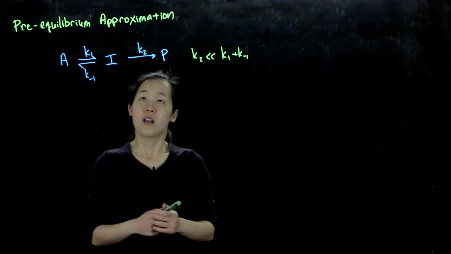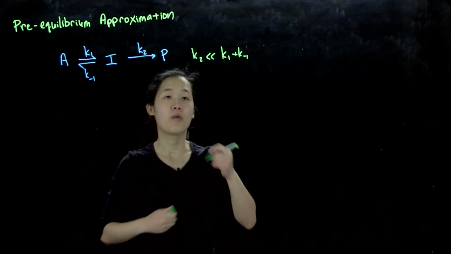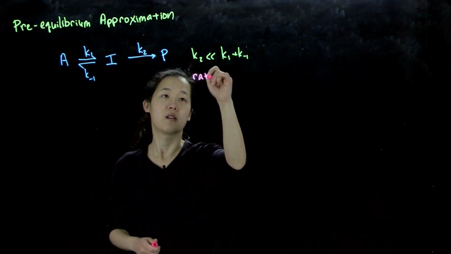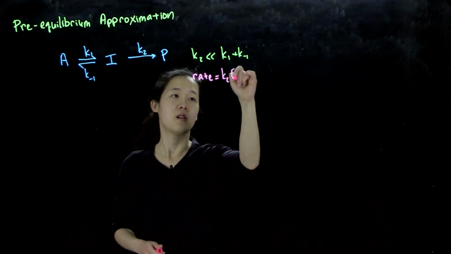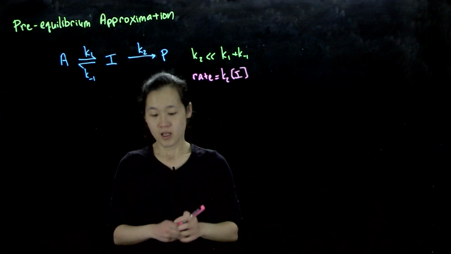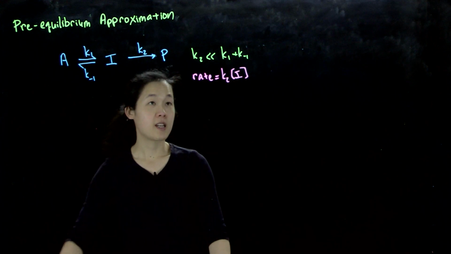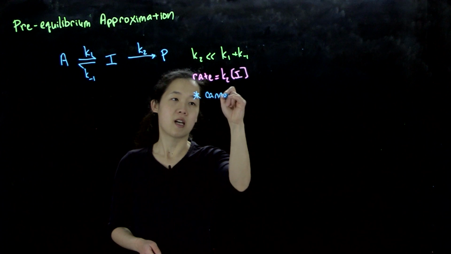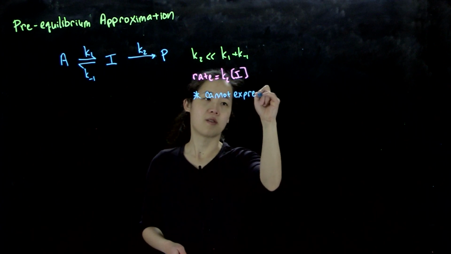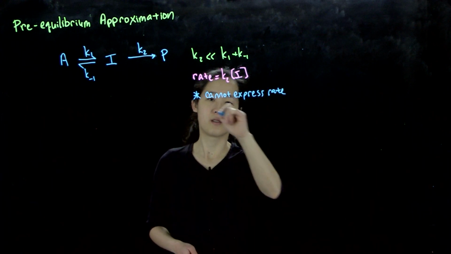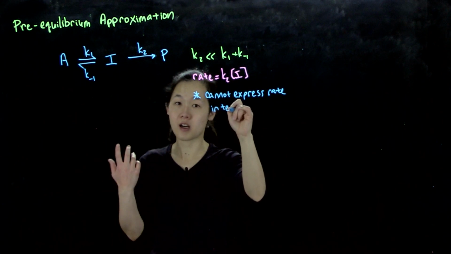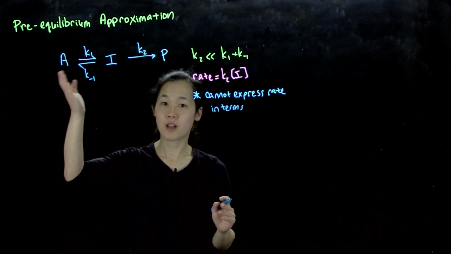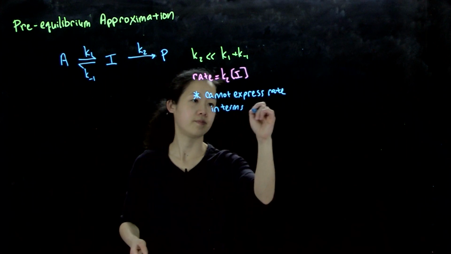But the problem is, if we want to express the rate, our rate is going to be k2 times I. So the key part about our rate laws is that we cannot express a rate law in terms of an intermediate. So we have to figure out how to convert this into a rate law expression in terms of A.